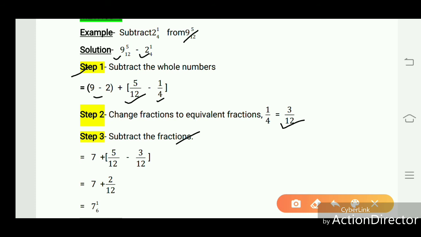Now subtract the fractions. When we subtract 9 minus 2, we get 7, and plus 5/12 minus 3/12. 5 minus 3 is 2, upon 12. And this 2/12 divide by 2: 2 ones are 2 and 2 sixes are 12. So we get 7 whole 1/6. So when we subtract 2 whole 1/4 from 9 whole 5/12, we get difference 7 whole 1/6.